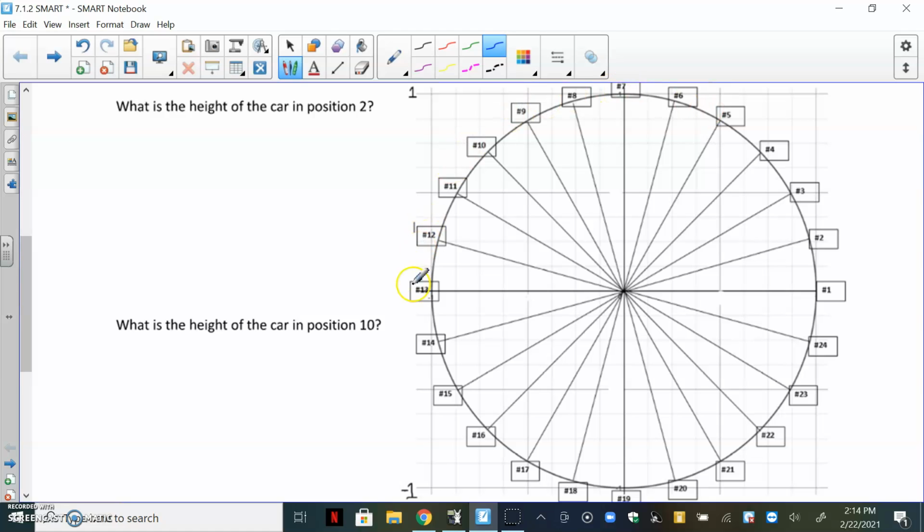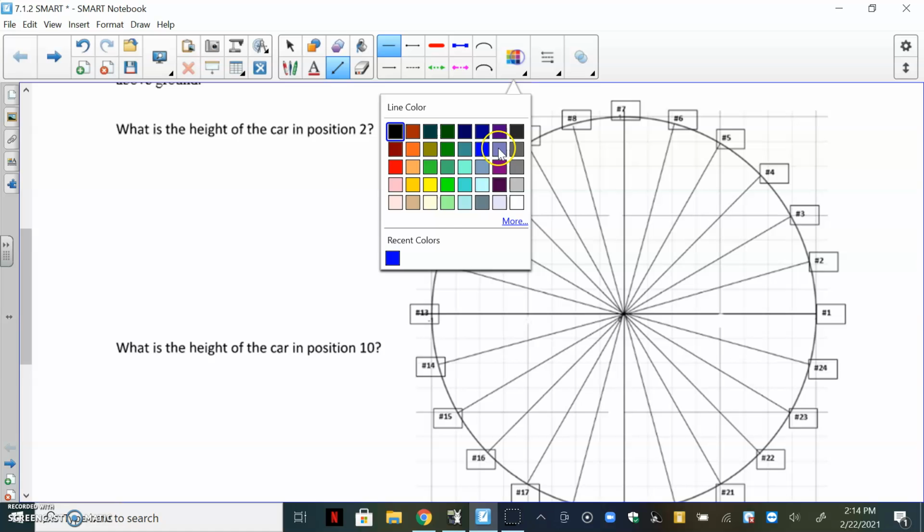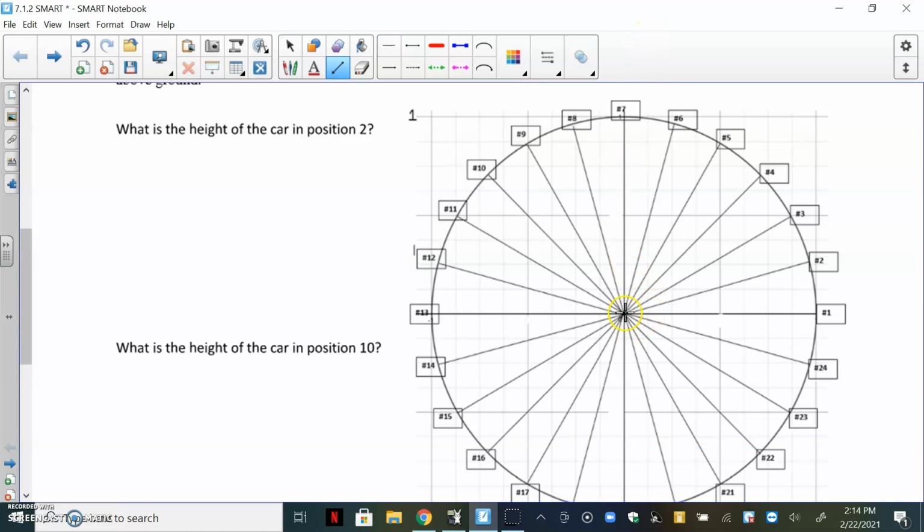Each of these boxes is a position, and we want to know how far vertically you are from the ground at that particular position. So let's first talk about position 2. At position 2, I'm going to do a little drawing here. I can create a triangle. Here's my line leading to position 2, and I'm just going to make a right triangle.